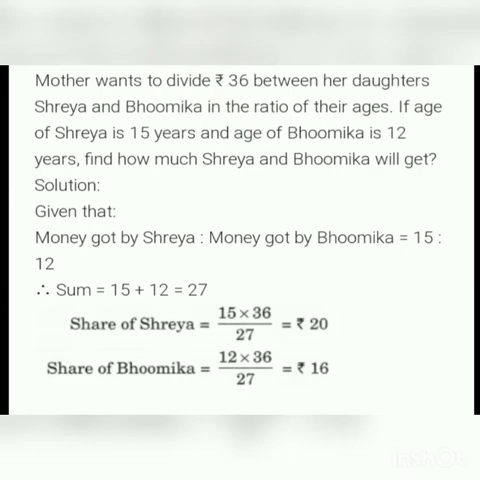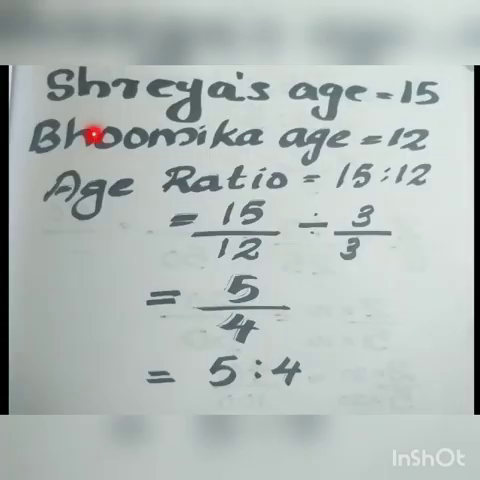Here their ages are given as 15 and 12. If you are cancelling and simplifying it, that is also correct. I will show you how it is. That is, Shreya's age is given as 15, Bhumika's age is 12. So what is the ratio of their ages? 15:12. Here in 15 and 12, 3 is common. So cancelling down, I will get 5:4. So 5:4 is the ratio.